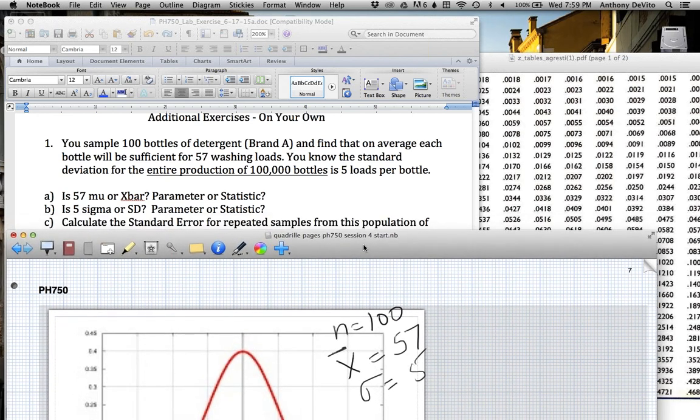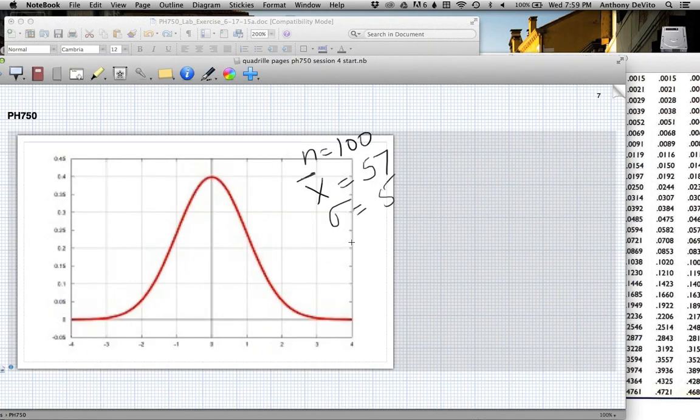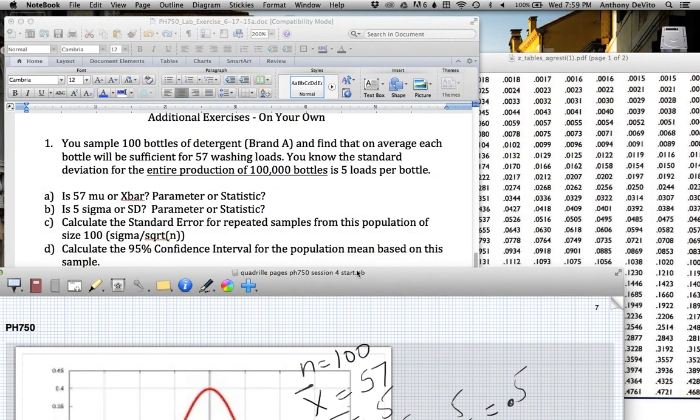Calculate the standard error for repeated samples from this population of size 100. That's sigma over the square root of n. So what's the standard error for taking samples of size 100 over and over again? It's going to be equal to sigma, which is 5, over the square root of n, which is 100. 5 over 10. Standard error is equal to 0.5. Okay, so now let's take a look at the next thing they asked us.